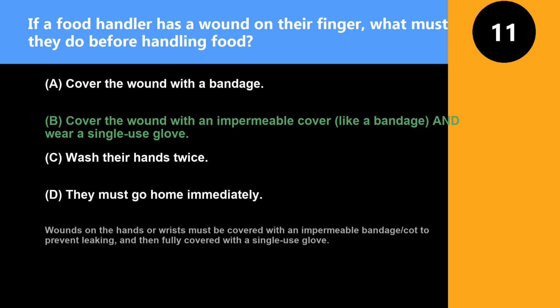Wounds on the hands or wrists must be covered with an impermeable bandage/cot to prevent leaking, and then fully covered with a single-use glove. Question 12.